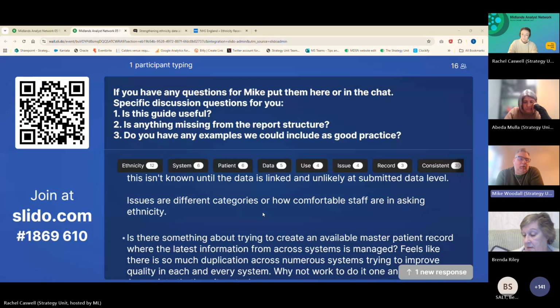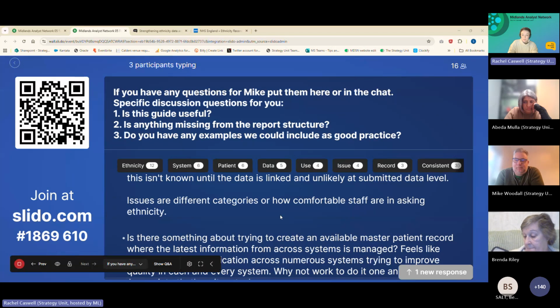But what we'll hopefully do is identify some case studies where people have been able to use primary care data, and if we can describe those case studies, that might help with that question.